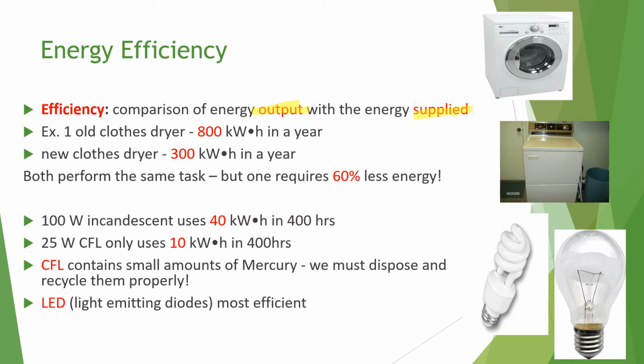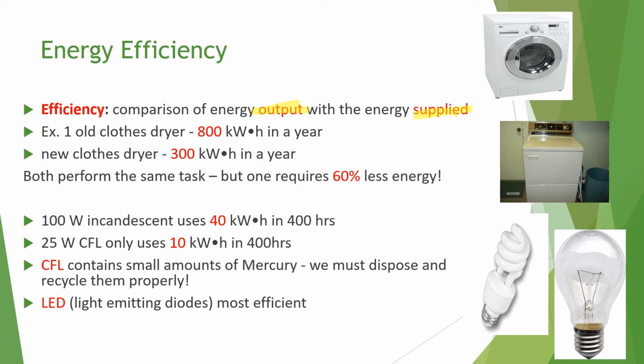So for example, one old clothes dryer might require 800 kilowatt hours in 1 year, whereas a new clothes dryer might require 300 kilowatt hours in a year. Both perform the same task, but one requires 60% less energy. So this is a comparison of efficiency.